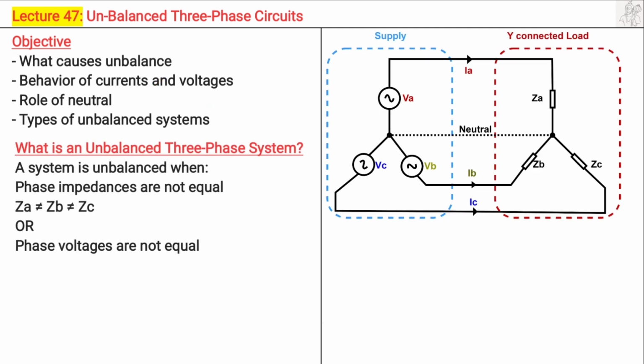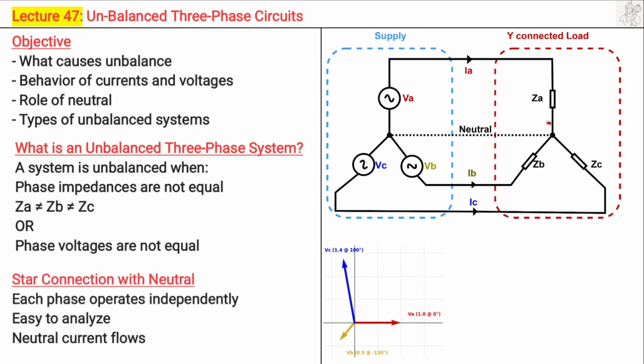So what is an unbalanced system? A system is said to be unbalanced if the load connected has different impedances. That means that ZA is not equal to ZB is not equal to ZC, or the second case can be the phase voltages are not equal. But generally we take this case as we say that the supply is almost always balanced.